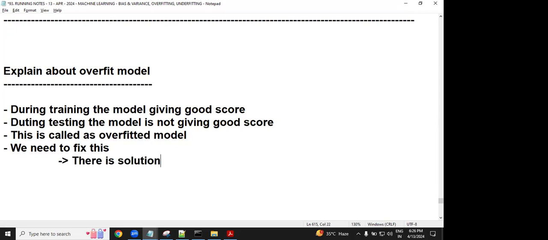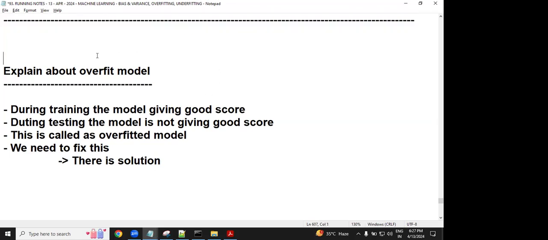First of all, we'll train the model and check the score. We'll test the model and check the score. Then if the training score is big and the testing score is less, that is called overfitting. I will show you practically. Then we can fix that overfitting. I will explain that one.